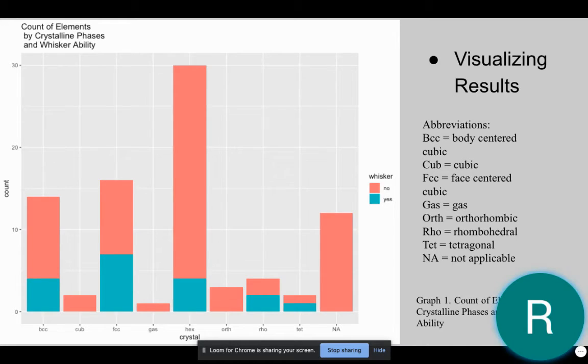And if you don't know, crystalline phases is just how the atoms arrange themselves in a solid state. Like, how do they stack onto each other? And so I found this interesting, and I think this would be a really good area of future research, why some of the whiskering elements prefer certain crystalline phases over other crystalline phases. It's very interesting.